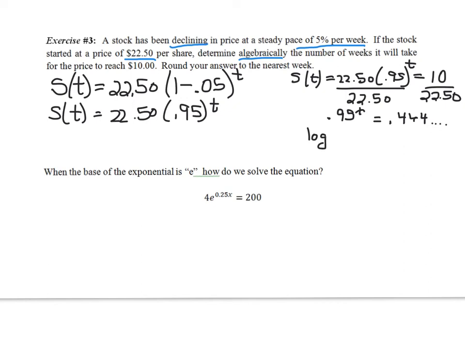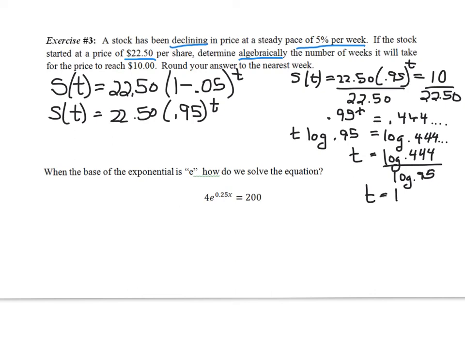Let's take the log on both sides of the equation, so log of 0.95. I'm going to go ahead and move the t as my coefficient, equals the log of 0.444... Divide both sides by log of 0.95. So that's going to be the log of 0.444 divided by the log of 0.95. And I see that it takes me 16 weeks for that stock price to go down to $10. This one said round to the nearest week, so I know that I can put 16. I could also check on my graphing calculator and look on the table of values. It's always good to have a second method to reinforce our answer.